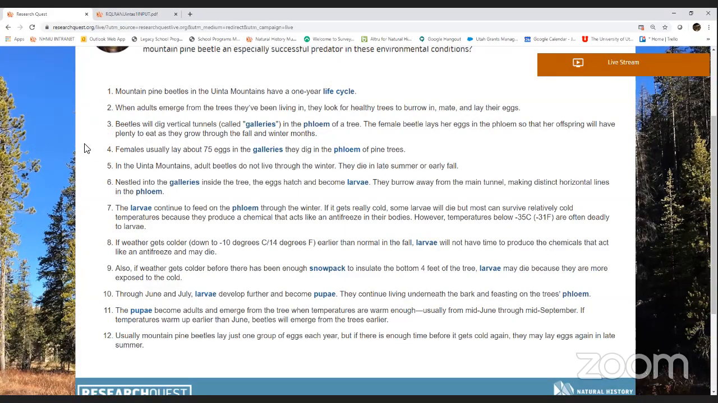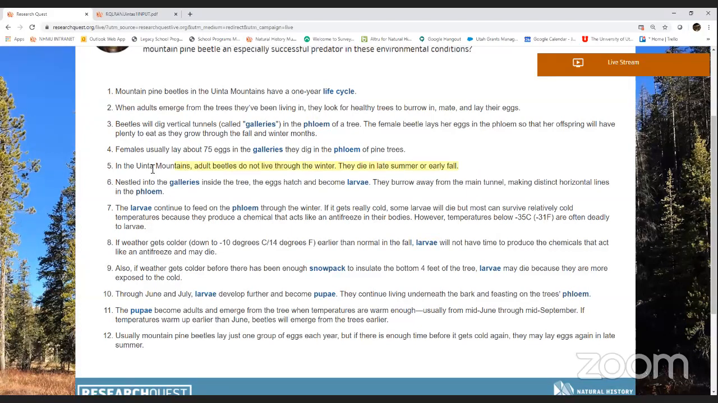Number 3, beetles will dig vertical tunnels called galleries in the phloem of a tree. The female beetle lays her eggs in the phloem so that her offspring will have plenty to eat as they grow through the fall and winter months. Number 4 says females usually lay about 75 eggs in the galleries. Number 5, in the Uinta Mountains, adult beetles do not live through the winter. They die in late summer or early fall.